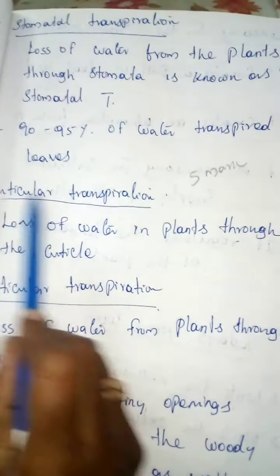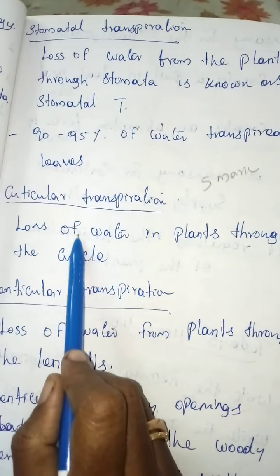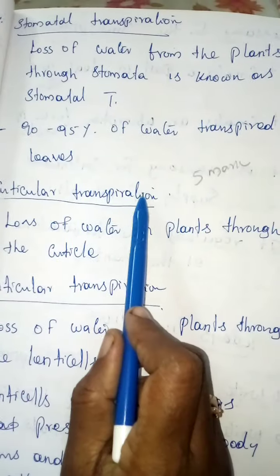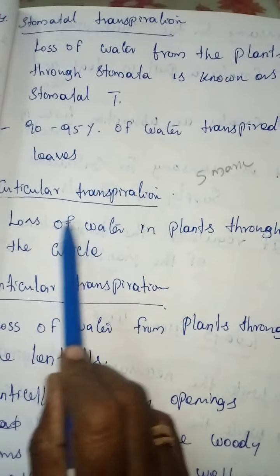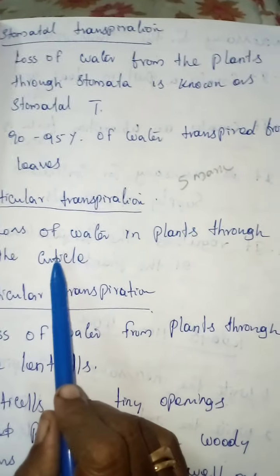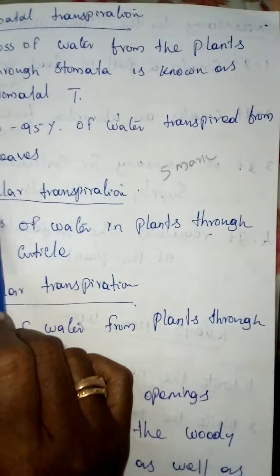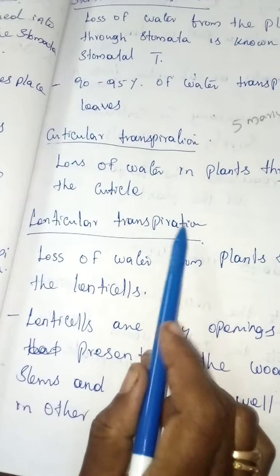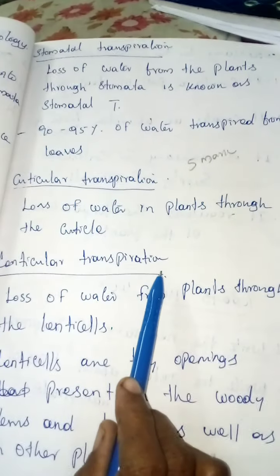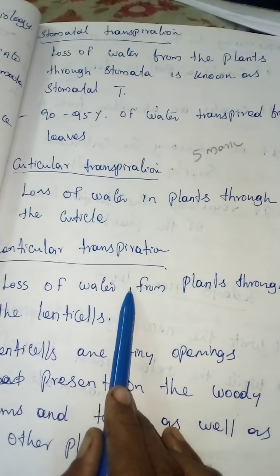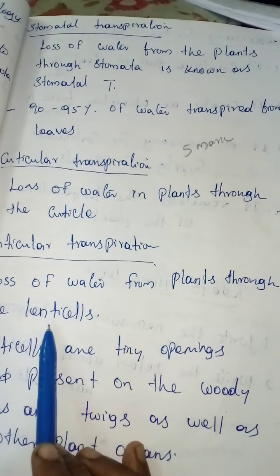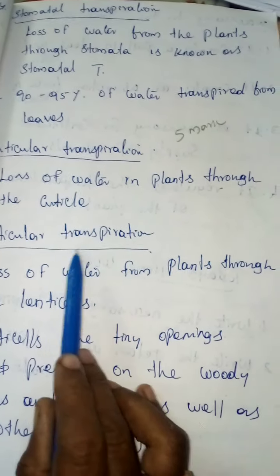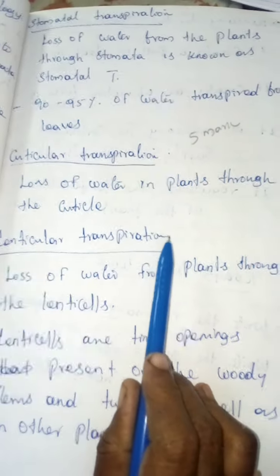Next, cuticular transpiration. The loss of water in plants through the cuticle is known as cuticular transpiration. Otherwise, transpiration that takes place through the cuticle is known as cuticular transpiration. Next, lenticular transpiration. What is meant by lenticular transpiration? The loss of water from the plants through the lenticels, otherwise transpiration through the lenticels, is known as lenticular transpiration.